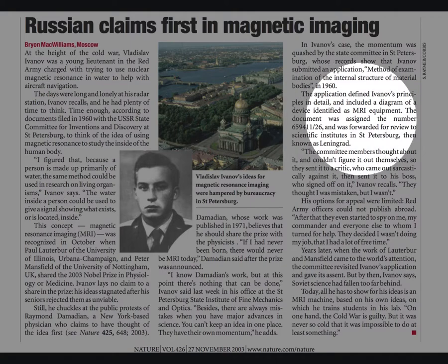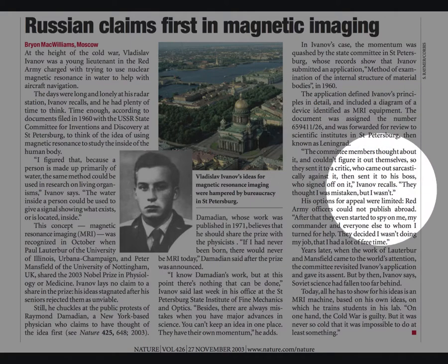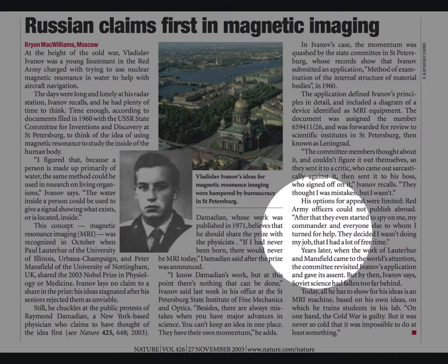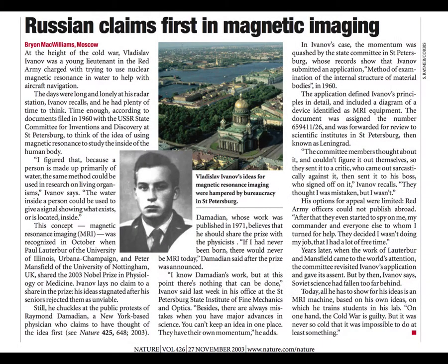So he included a diagram and lots of details. They thought about it, they couldn't figure it out, so they sent it to a critic who came out sarcastically against it, who sent it to his boss, who signed off on it. And in fact, after that, they started to spy on him and this sort of thing, so he was never able to actually develop his idea, although he actually built one. So, a good 10 years before anybody else was doing it, he was doing it, but sort of an interesting history of science side note there.